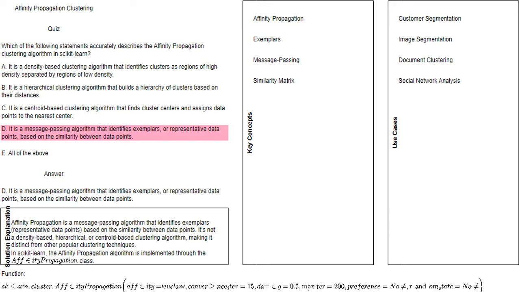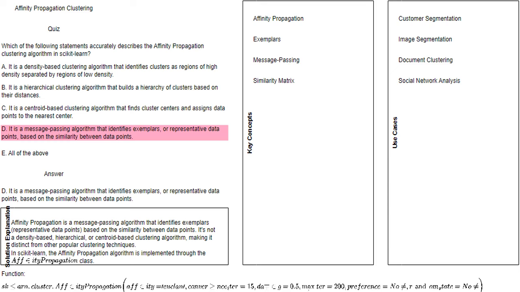Python. From sklearn.cluster import AffinityPropagation. From sklearn.datasets import make_blobs. Create a sample dataset: X, y = make_blobs(n_samples=200, centers=5, random_state=0). Create an affinity propagation model: model = AffinityPropagation(damping=0.7).